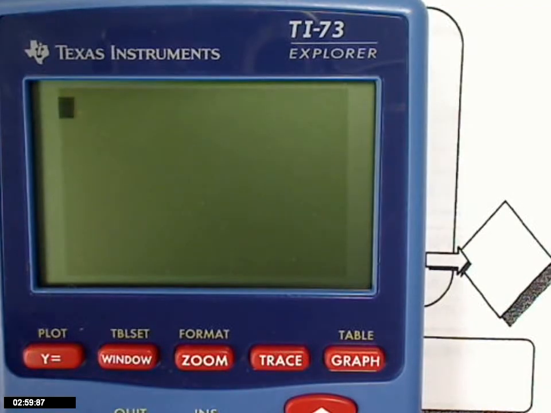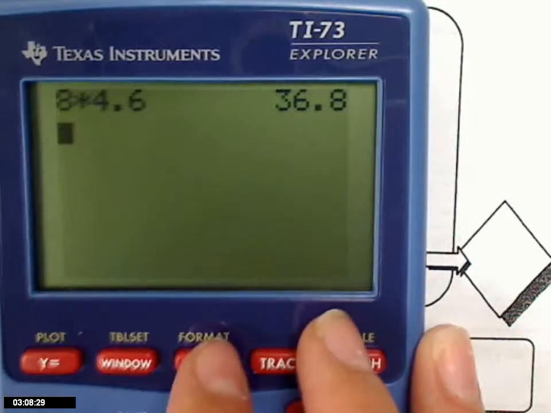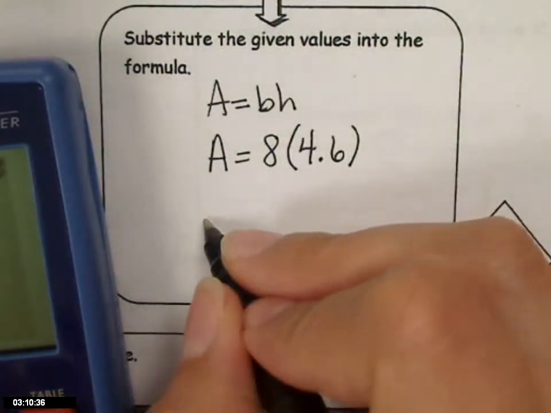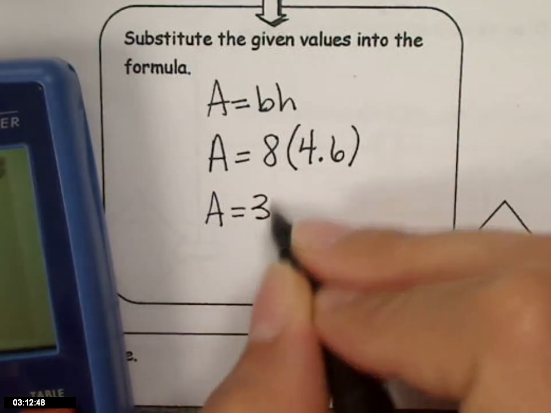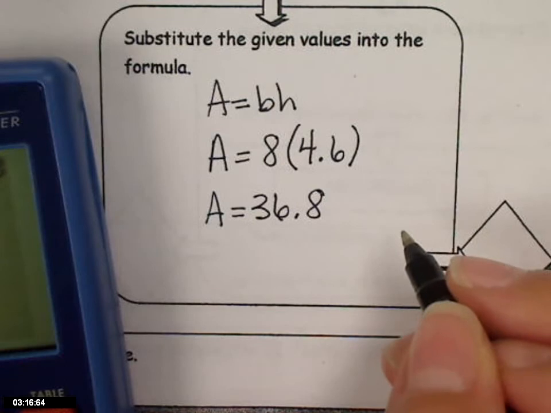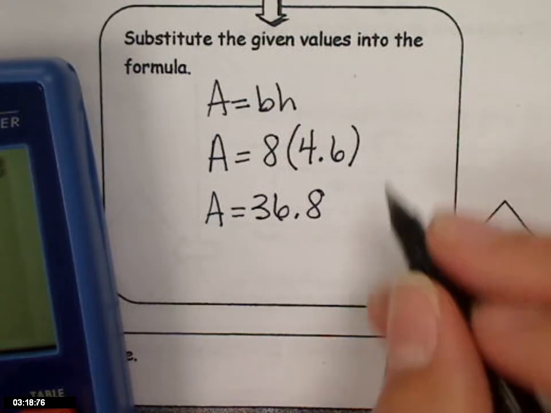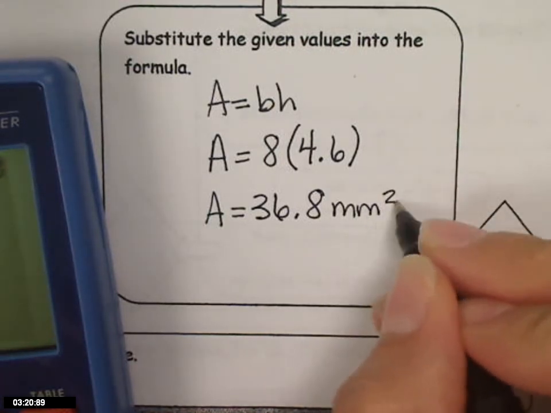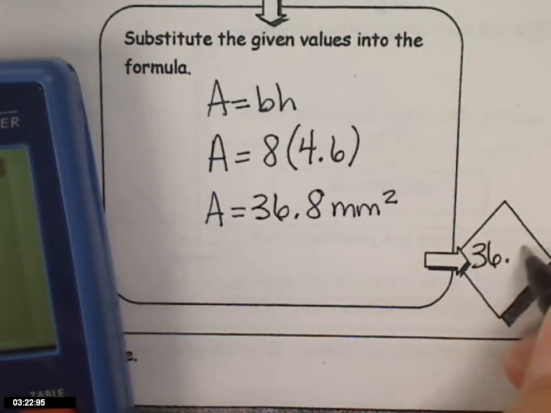So we're multiplying 8 times what? 4 6/10. 36 and 8/10. A equals what? 36 and 8/10. Feet? Feet squared? Oh, millimeters squared. 36 and 8/10 millimeters squared.